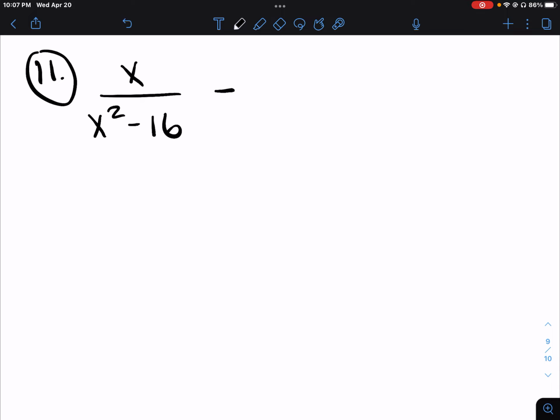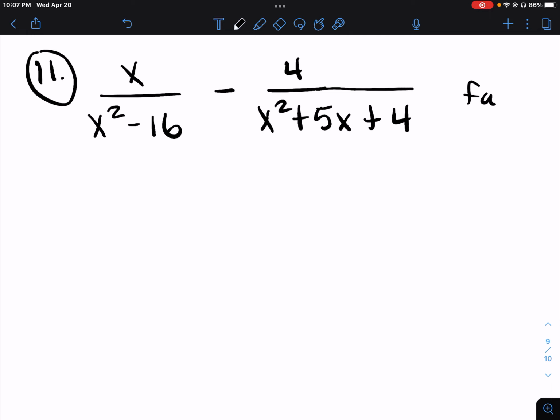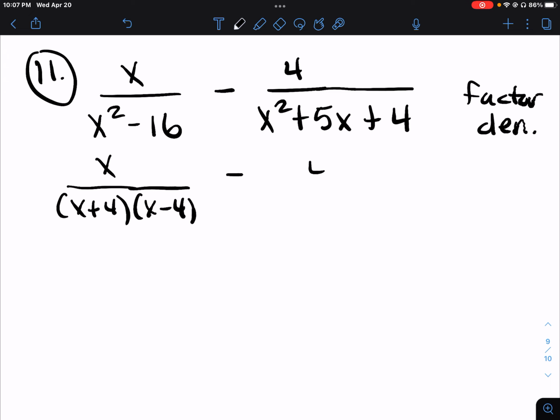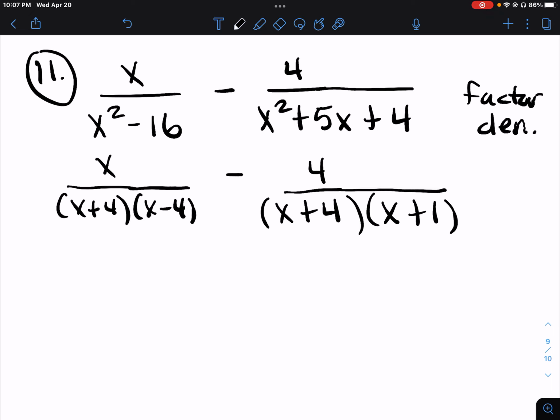Okay, number 11 is subtraction. But these denominators factor. So I need to factor the denominators to find the common denominator. That bottom left is a difference of squares, plus 4 minus 4. The bottom right is a trinomial with an understood 1, so multiply to 4 and add to 5 would be 4 and 1.